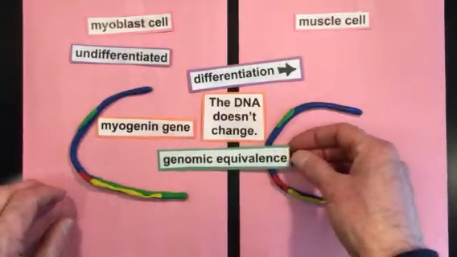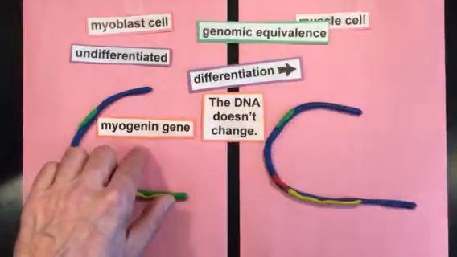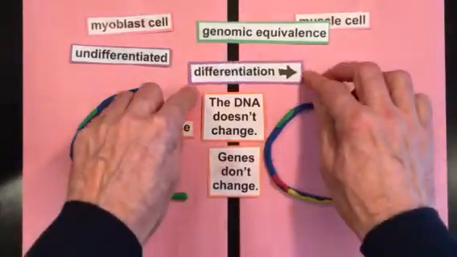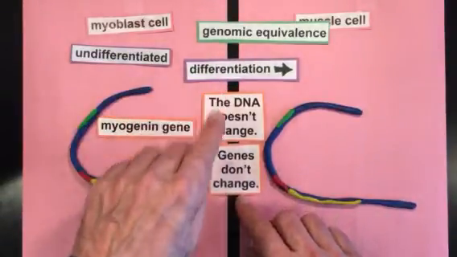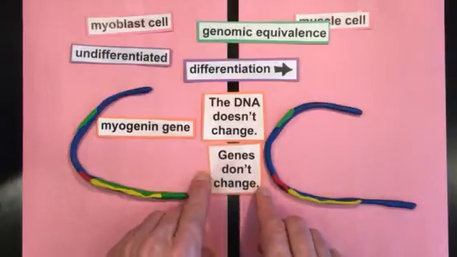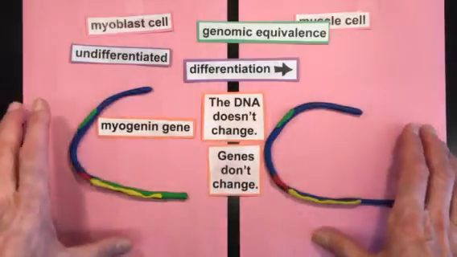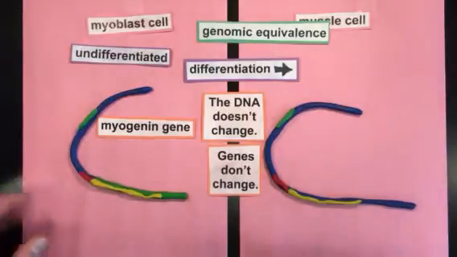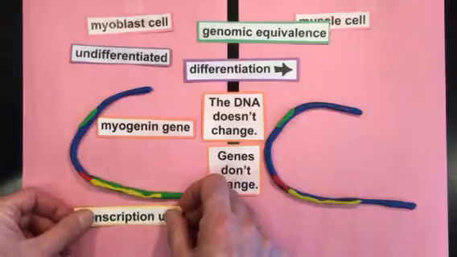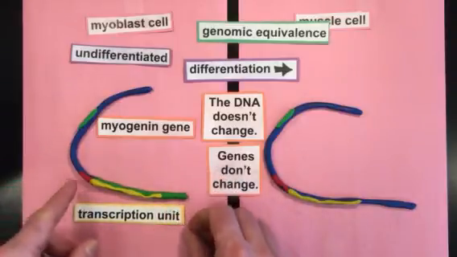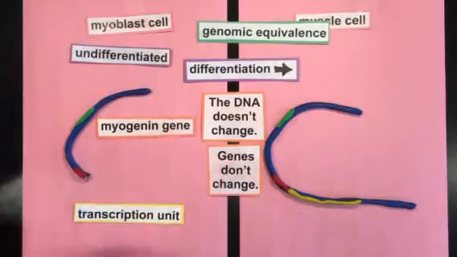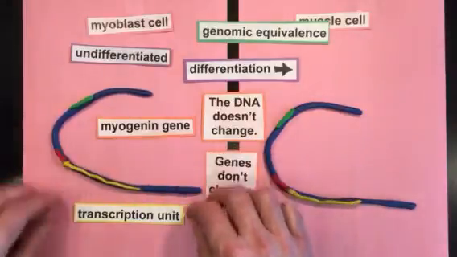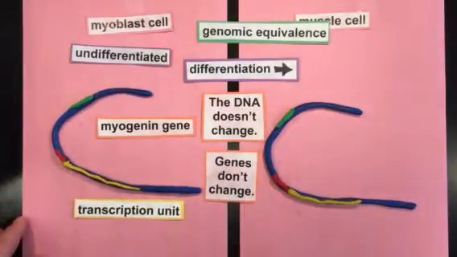DNA doesn't change, and like I said, the myogenin gene doesn't change, and that's true for genes in general. During cell differentiation, the DNA doesn't change, and the genes don't change. In the second video, I'll explain what does change for myogenin during differentiation. But for now, we're going to close this out by labeling these parts of the myogenin gene. I should switch back from the jellyfish to the mouse myogenin gene. The yellow is the transcription unit.